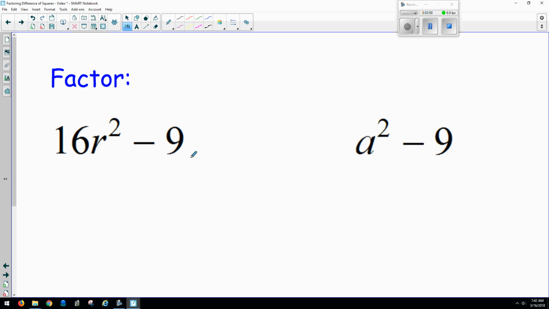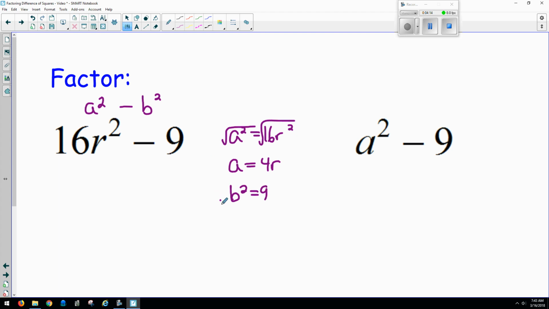So we're going to factor this one right here. Again, this is in the form of a squared minus b squared. A squared is 16r squared. We're going to take the square root of both sides and get a is equal to 4r. B squared is our second term here. That's 9. Take the square root of that. So b is 3. And we're just going to plug those into the parentheses here.